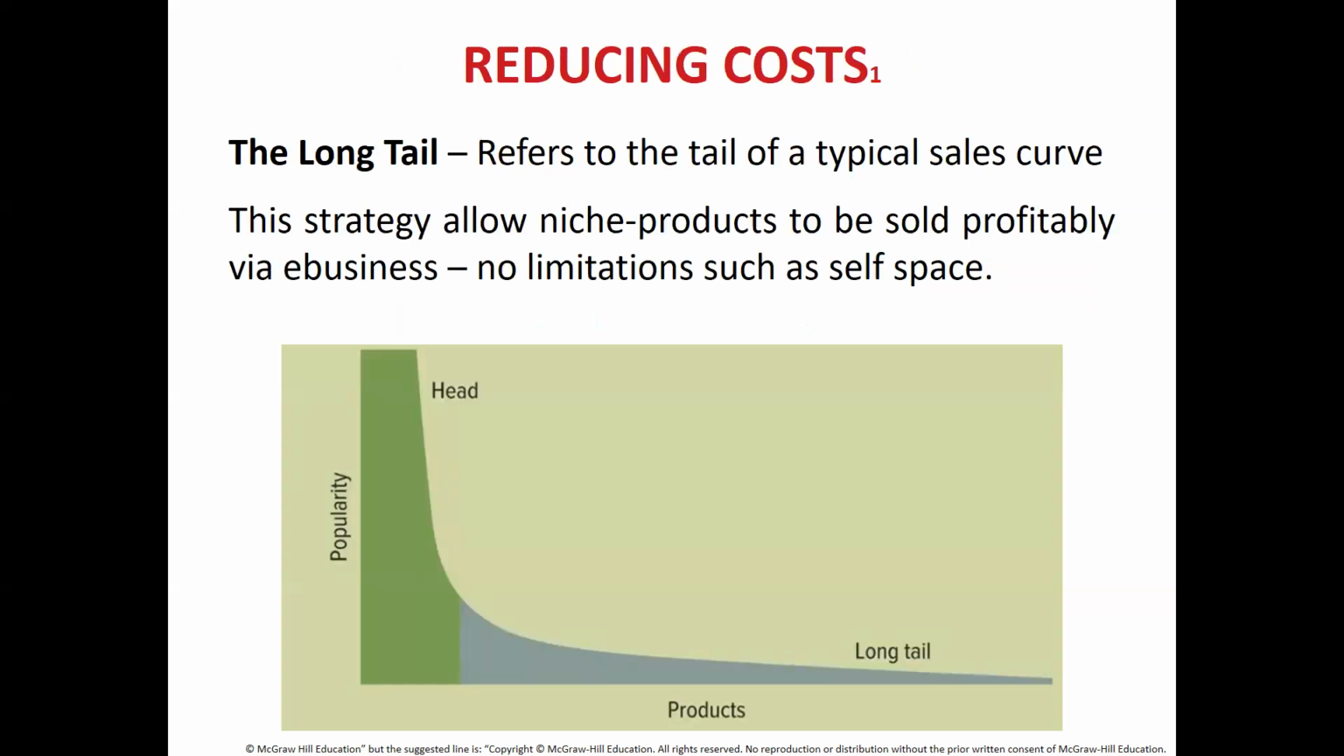Reducing costs. Long tail refers to the tail of a typical sales curve. So if you look at the diagram here, you have a long tail. So what is long tail? Long tail is generally a business strategy that allows companies to realize significant profit by selling low volumes of hard to find items to many customers. So in this strategy, a company realizes that there's a lot of profit in selling very low volumes of some items which are hard to find.